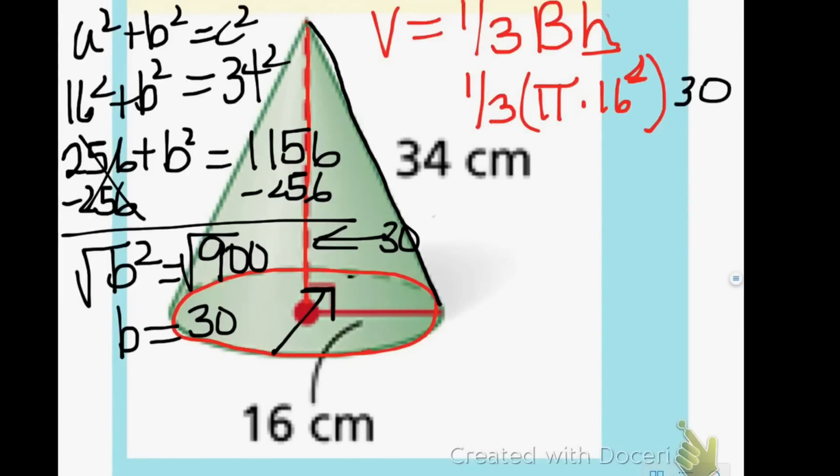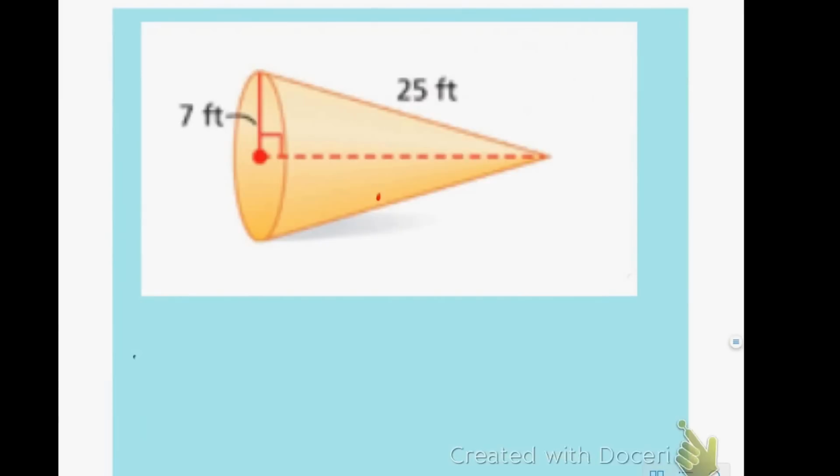Then all I would need to do to find the volume is put it in the formula. 1/3 times pi times 16 squared times 30. And that tells me that my volume for this pyramid is 2,560 pi. Remember that you have to know the height, and the height has to be perpendicular to the base. So if you're given the slanted version, you've got to use the Pythagorean theorem to find the height.